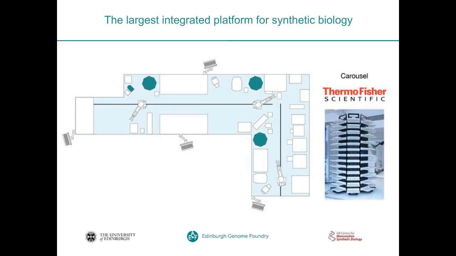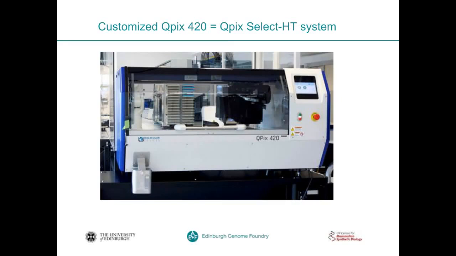We have a large storage capacity which resides in our carousels. We have 3 of these, and you can store anything that you would want to use: tip boxes, agar plates, anything that you can think of in the lab in these carousels. And on that note, I'm going to hand over to Hille again, who's going to tell you about some of the specific features of our QPix HT Select system.